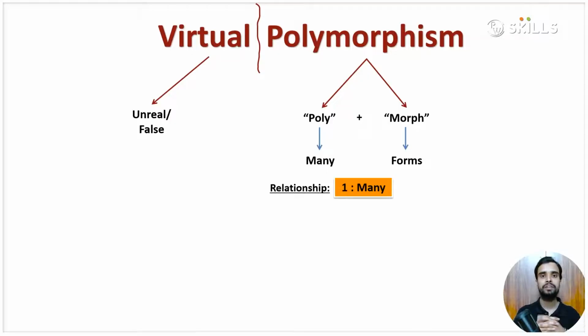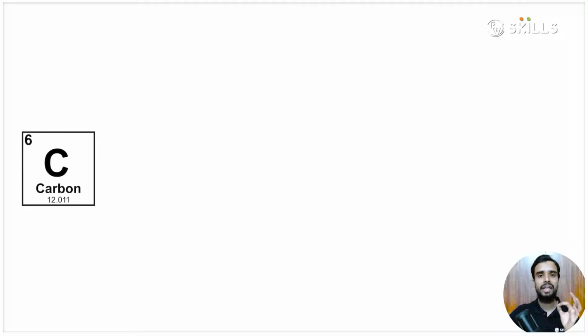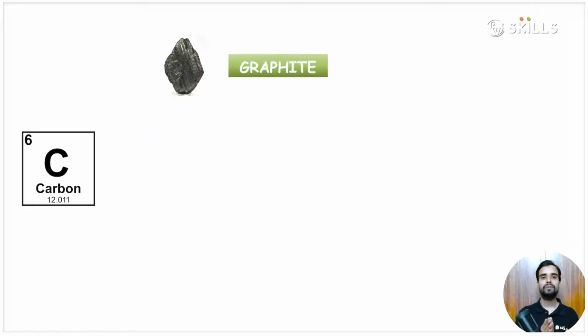Can you give an example, sir? Absolutely, why not? I am sure during your schooling, your teachers told you this, especially during chemistry classes, that the carbon element is polymorphic in nature. What does it mean? It means this carbon element exists in different forms in nature. What are its different forms, sir? It exists in a form called graphite. Graphite is nothing but carbon.